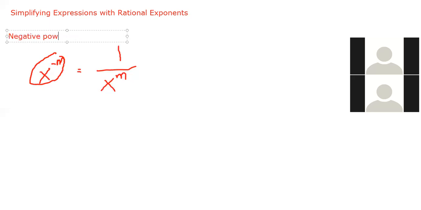Sumunod is zero power. Pinaka-favorite sa lahat, zero power. Okay, ano nagagawa ni zero power? So, x raised to 0 is equal to 1. Any number raised to 0, for example, x raised to 0, that is 1. And then, example, 100 raised to 0, that is also 1.